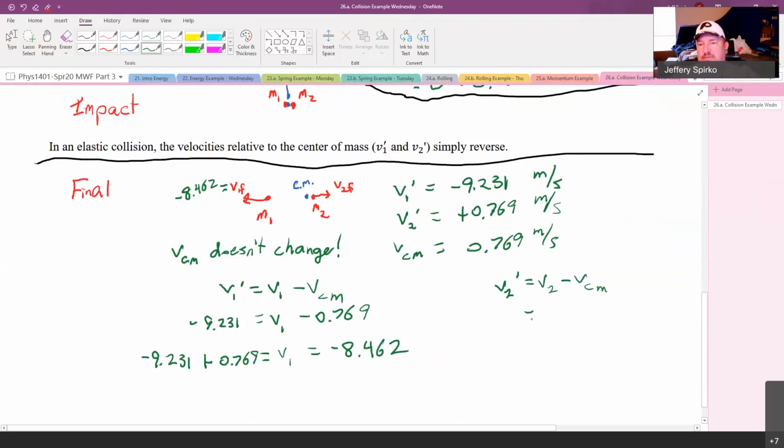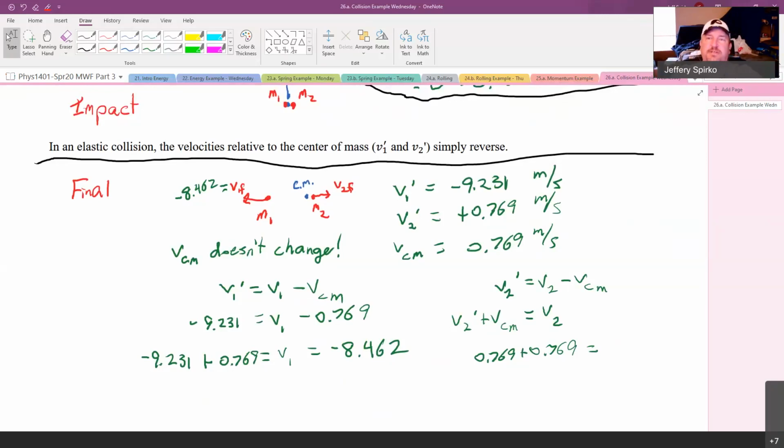Then how do we figure out V2? Well, we just take V2 prime plus V center of mass. So we have 0.769 plus 0.769, V2 final prime equal to that plus that.